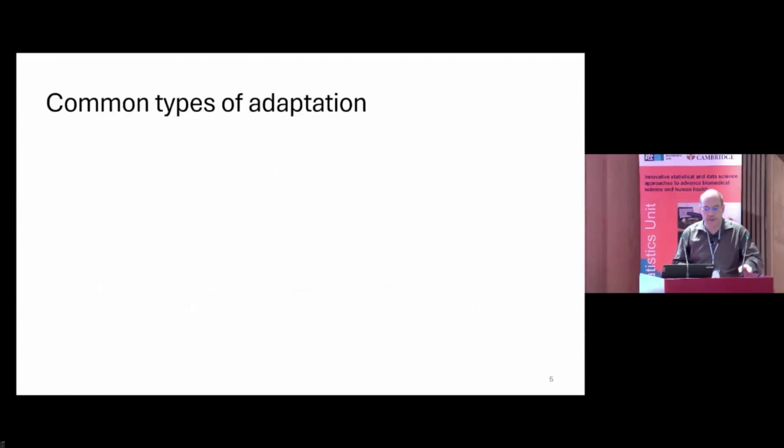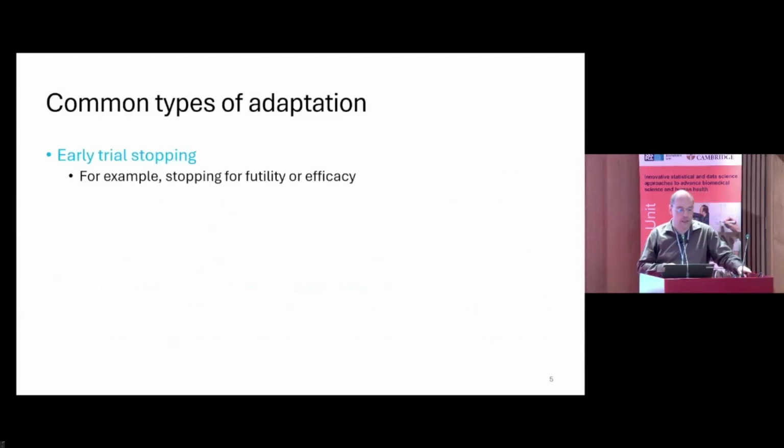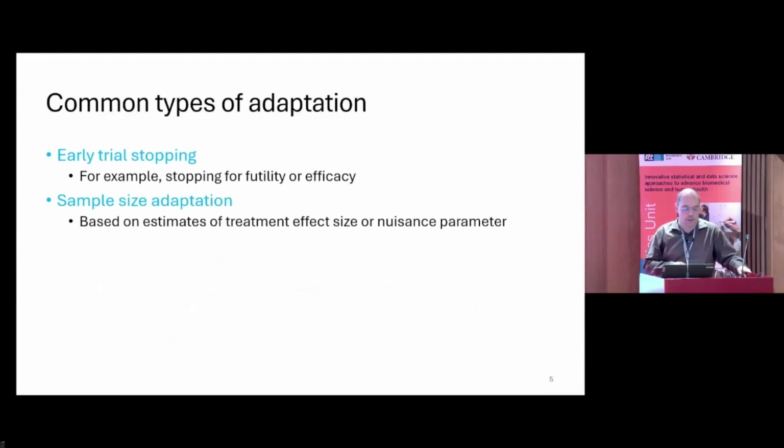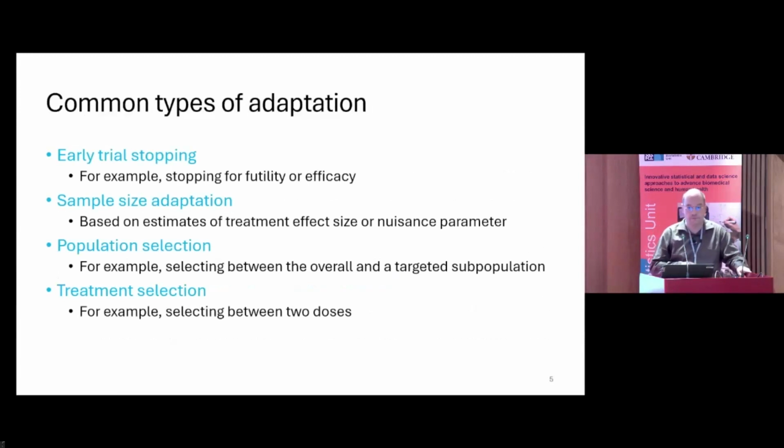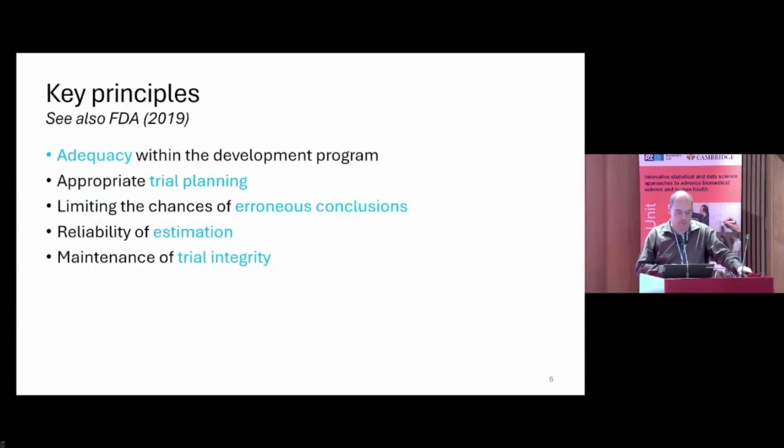Common types of adaptations, we heard them also throughout the day: early trial stopping, sample size adaptations, population selection, and treatment selection. So these are the types of adaptations that I frequently see in my environment. Note that I talk about types of adaptations rather than adaptive designs. A subtle difference. To me, it is an important difference. But yes, so we have heard about this before.